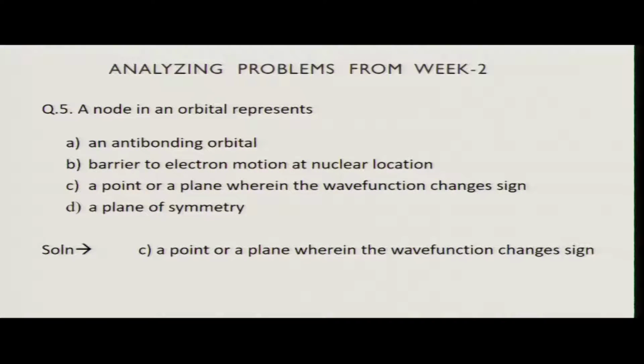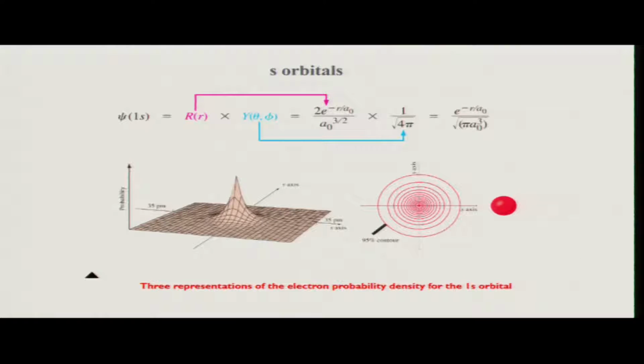So, let us revisit the concept of the orbital and its nodes. In order to do that, let us look at the simplest of the orbitals, which is the s orbital, where the s orbital wave function has a radial part corresponding to the distance and an angular part. Now, the angular part for the s orbital, as we know, is constant because it is spherically symmetrical. So, the angular part is going to be constant, and we get a sphere.